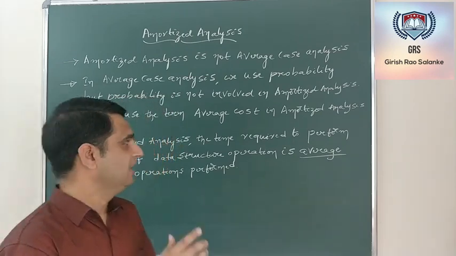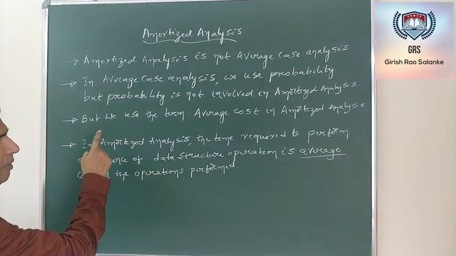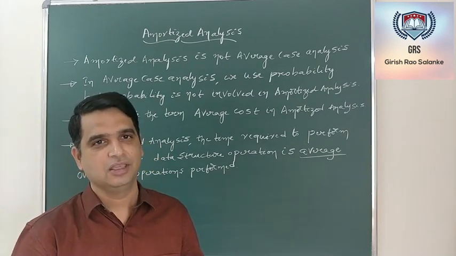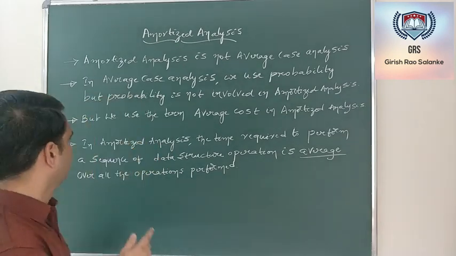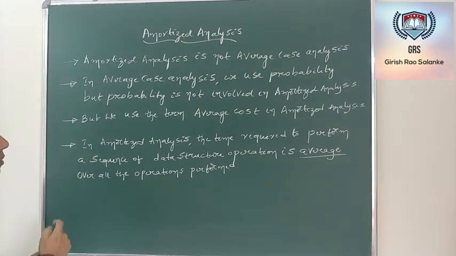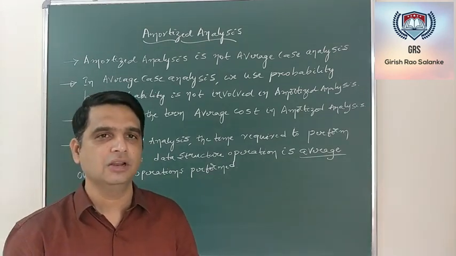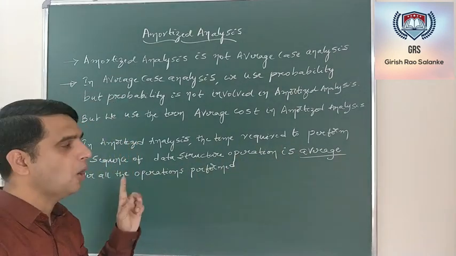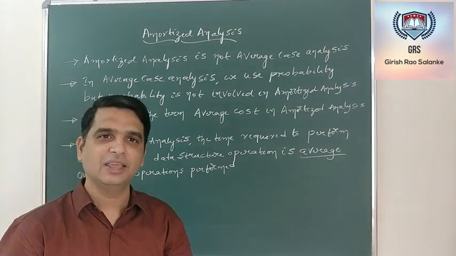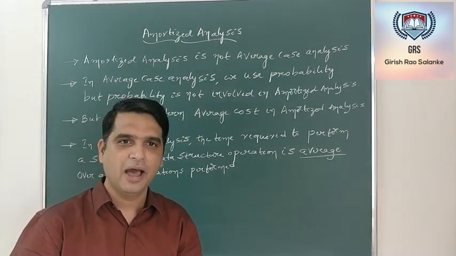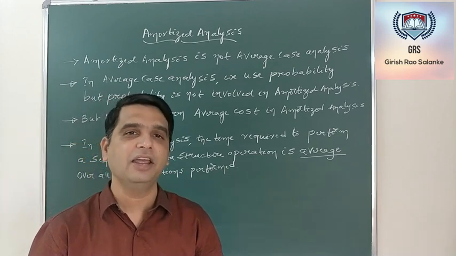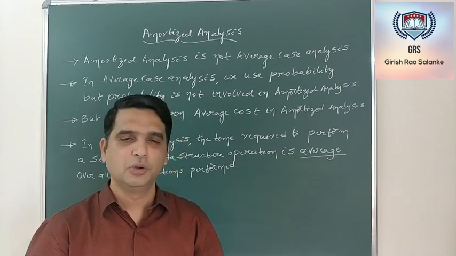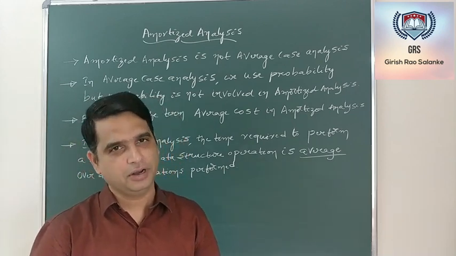In amortized analysis, we more often use the word average cost. What do we mean by average cost? In amortized analysis, the time required to perform a sequence of operations on a particular data structure is the average over all the operations performed. Note that we use the term average, but it is not the average case efficiency. So, these are a few important points to be considered in amortized analysis.